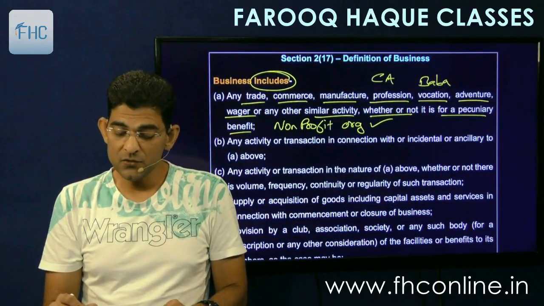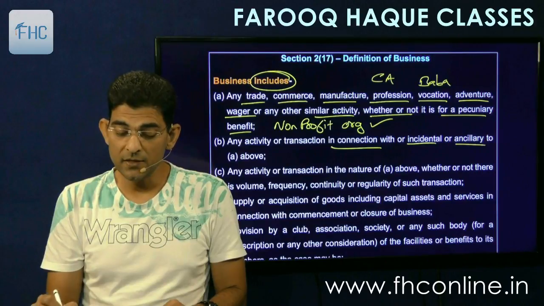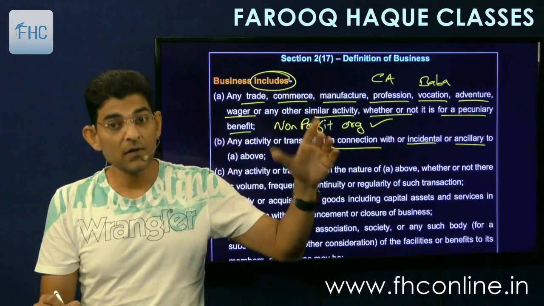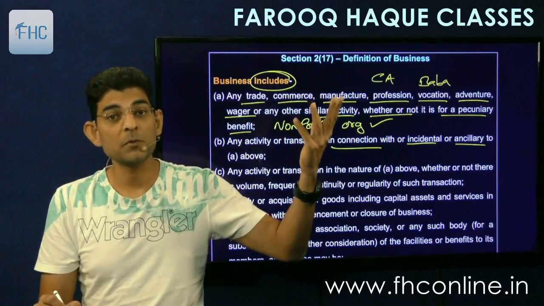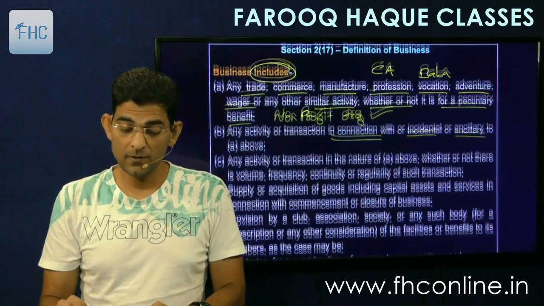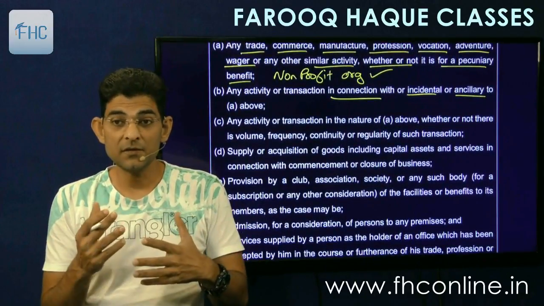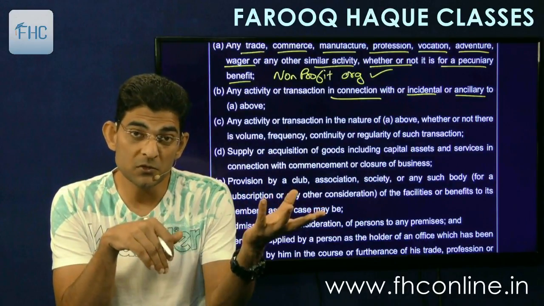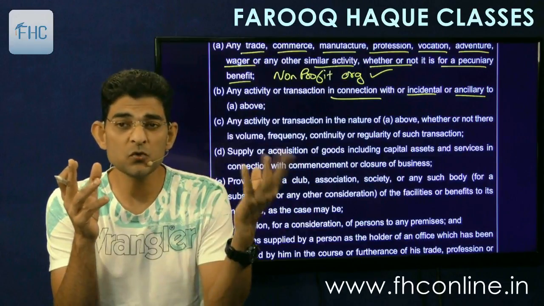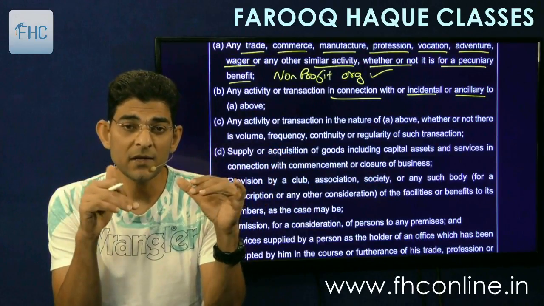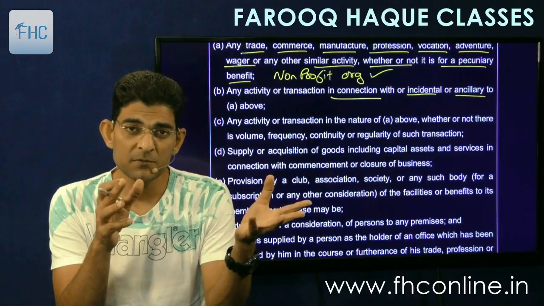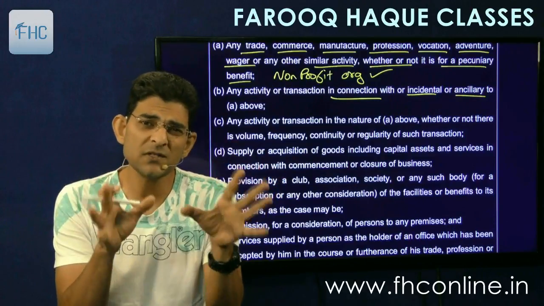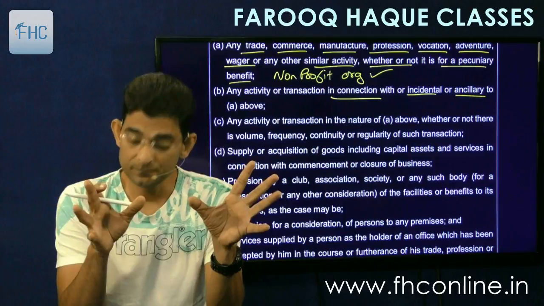Then any activity or transaction in connection with or incidental or ancillary to A above. So these are the main activities, and whatever activities you do which are in connection with or incidental or ancillary will also be called business. All the incidental ancillary activities like producing raw material for the purpose of producing the finished goods, or producing intermediate goods for the purpose of manufacture of finished goods. So those are all incidental ancillary activities. Then hiring labor, disposing of raw material if it becomes bad for use, disposing of the finished goods which have become scrap, and this and that. All these things are called incidental or ancillary.